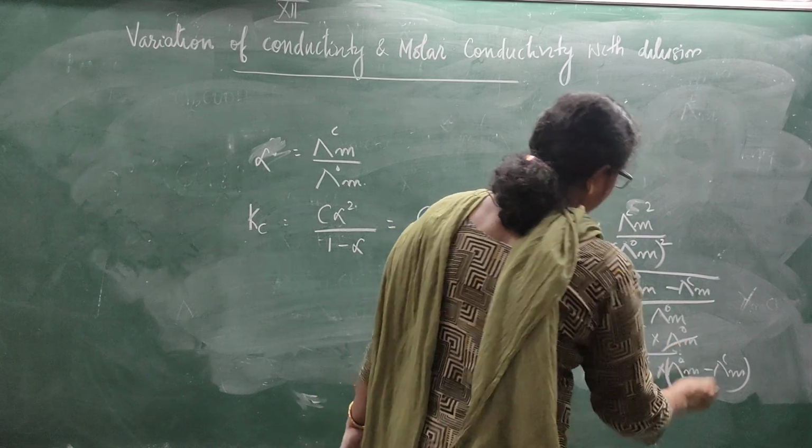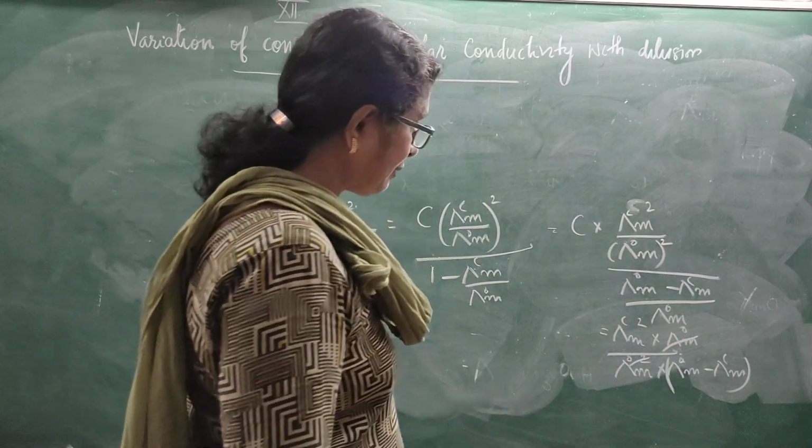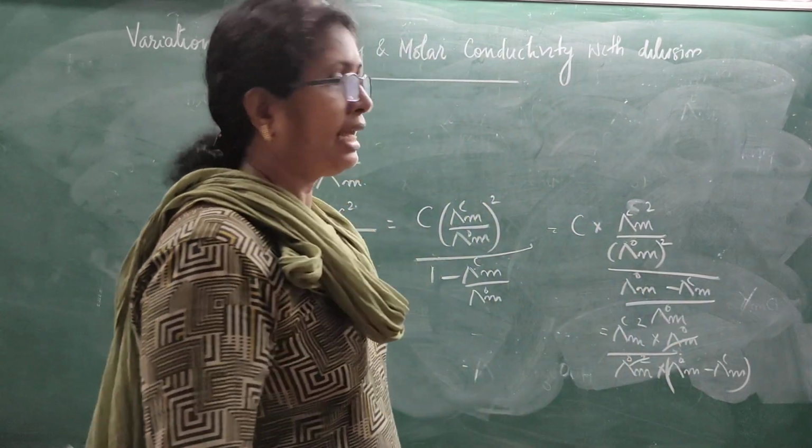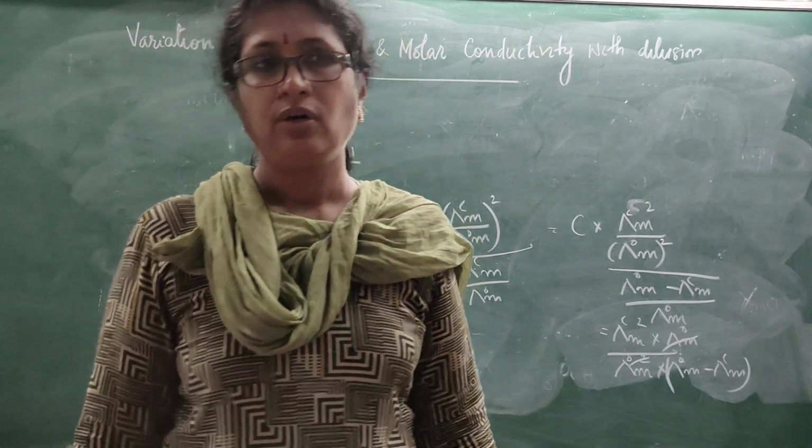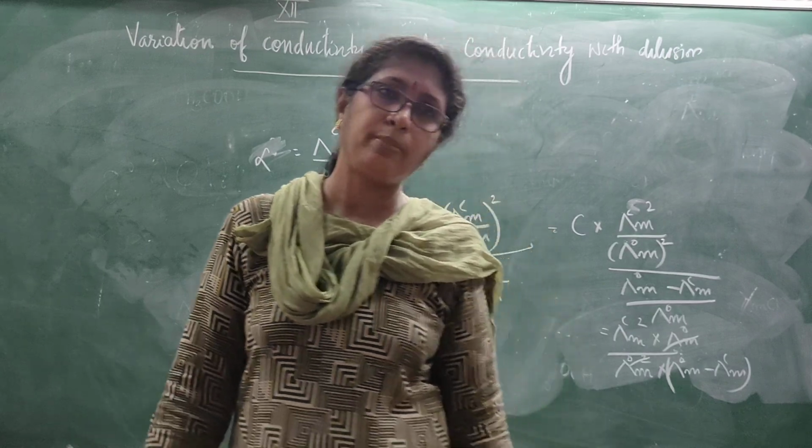So this one will cancel. So it is equal to C lambda m squared by lambda m naught into lambda m naught minus lambda m at any concentration. Okay, so that you can find out also the equilibrium constant.